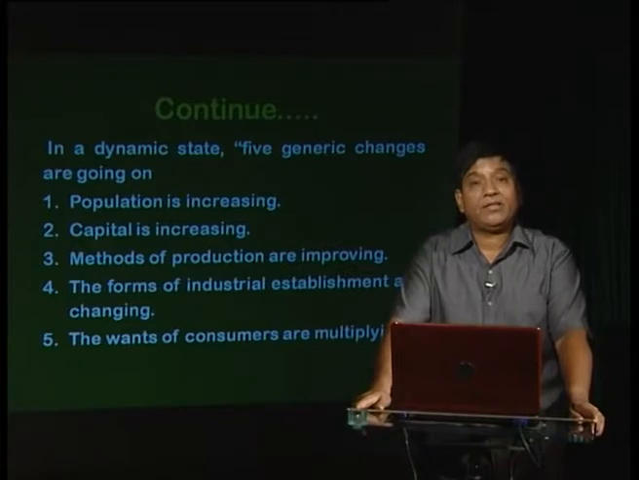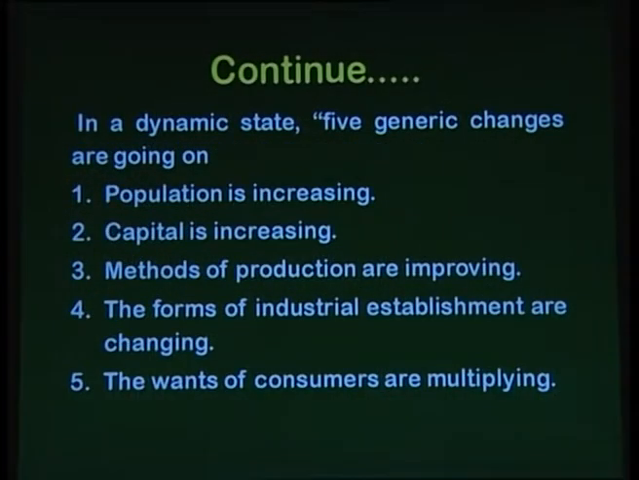In a dynamic state of changing economy, we find 5 generic changes which are continually evolving. Number 1, population is increasing. Number 2, capital is increasing. Number 3, methods of production are improving because of subsequent developments in the field of technology. Number 4, the forms of industrial establishment are changing. Business processes are getting improved. More use of information technology is making business processes more efficient and effective.